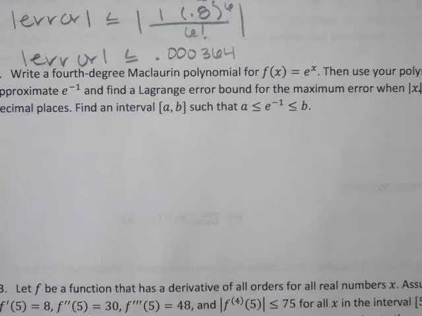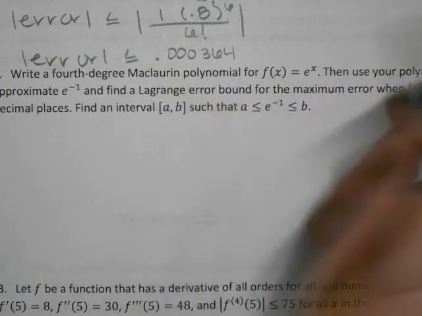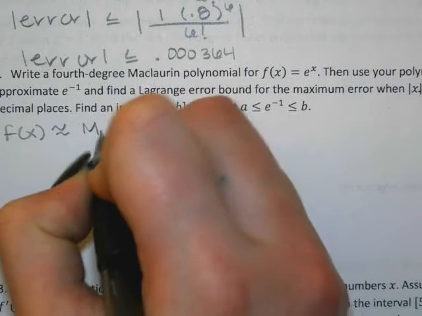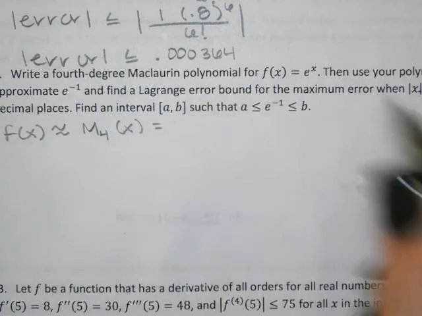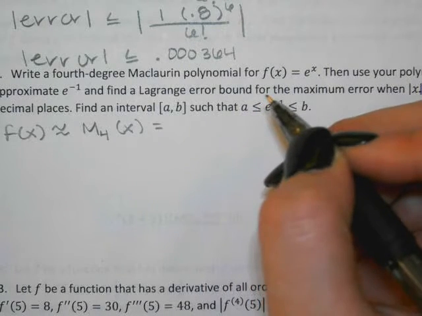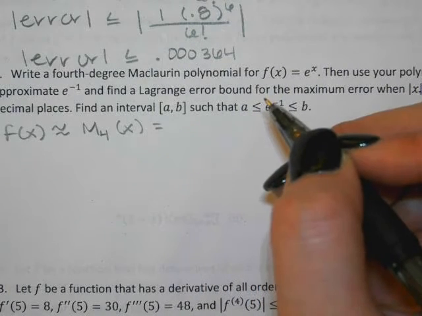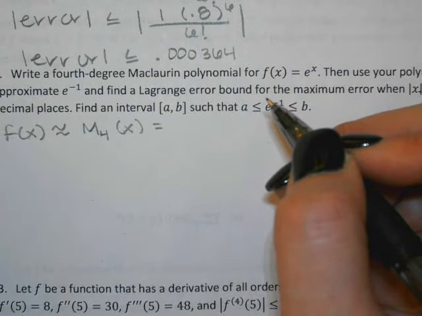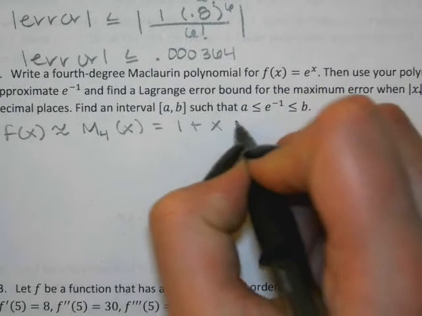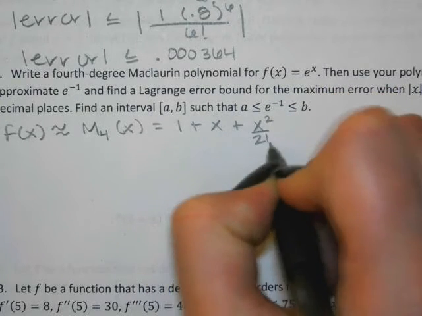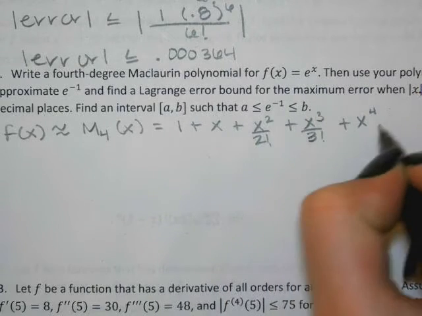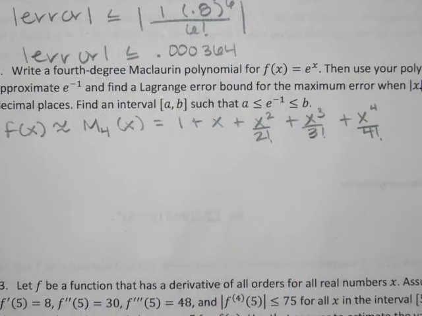So, 4th degree Maclaurin polynomial for e to the x. I'm going to say M sub 4 this time since I've got a Maclaurin. The last one said Taylor, which is why I put a T, but we know sometimes they're interchangeable. Taylor centered at 0 is the same thing as Maclaurin. So 1 plus x, plus x squared over 2 factorial, x to the 3rd over 3 factorial, x to the 4th over 4 factorial.